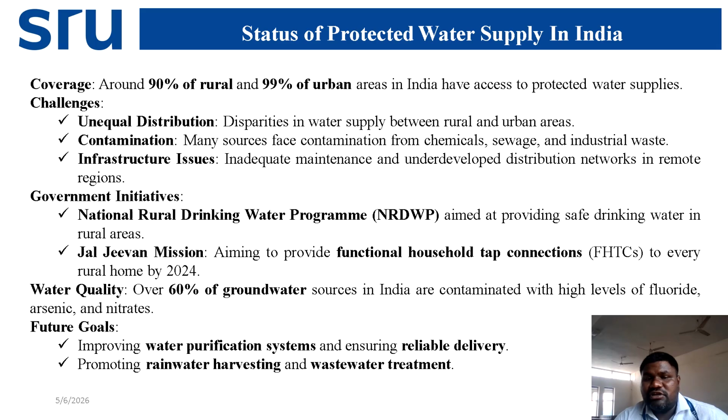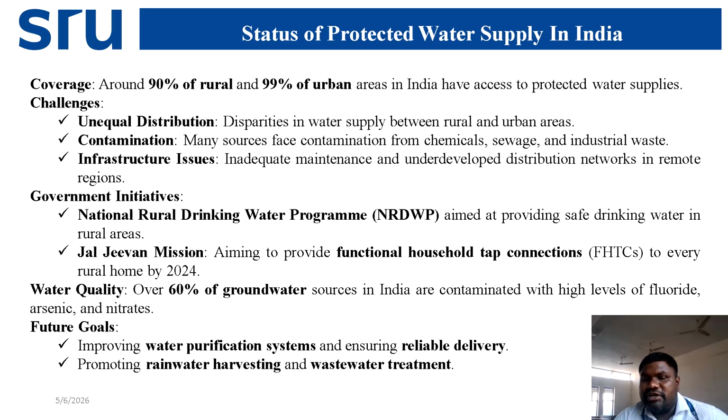First one is the National Rural Drinking Water Program, NRDWP, the aim is to provide safe drinking water in rural areas. This mission is specially for rural areas. Then Jal Jeevan Mission, aiming to provide functional household tap connections to every rural home by 2024. By 2024, every house should have a tap installed.